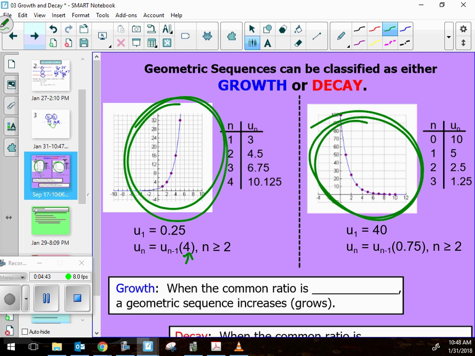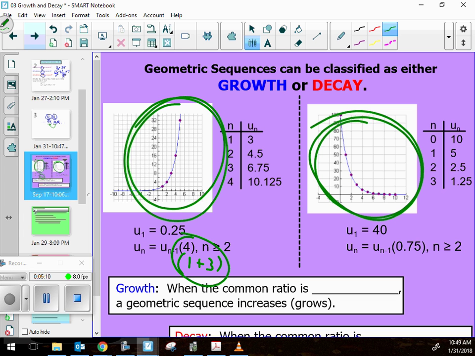That was not 400% growth. I just mentioned it a second ago. Do you remember me saying it was smart to write it as 1 plus or minus something? 4 is the same as 1 plus 3. Who wants to guess what the growth rate is now that I've written it that way? Yes? 300%.